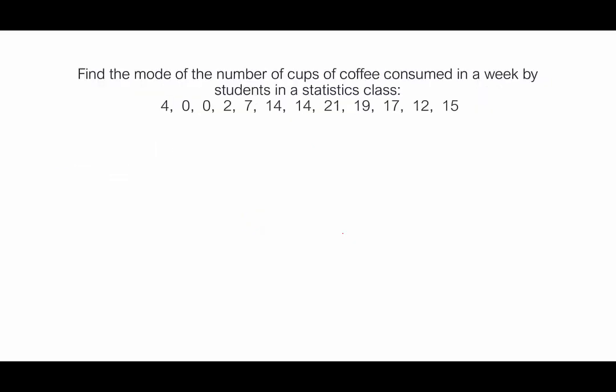How about in this example, we want to find the mode of the number of cups of coffee consumed in a week by students in a statistics class. I'm going to put them in order first. So I have 0, 0, 2, 4, 7, 12, 14, 14, 15, 17, 19, and 21.